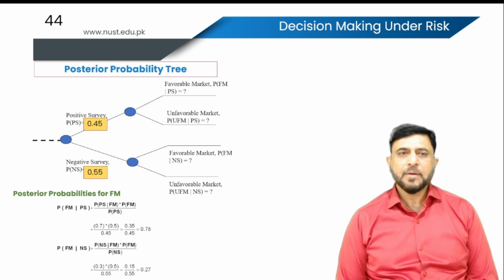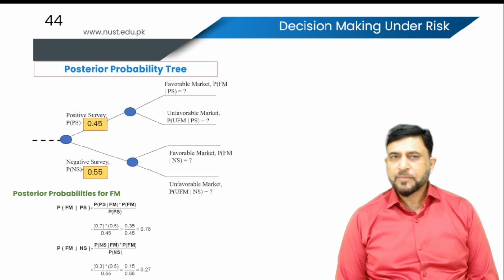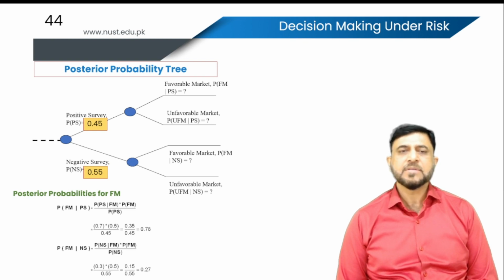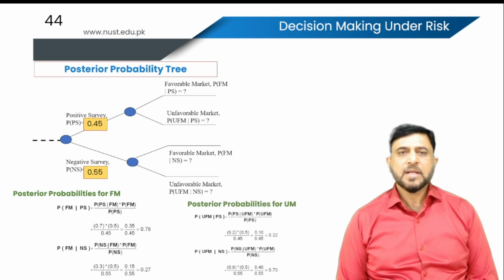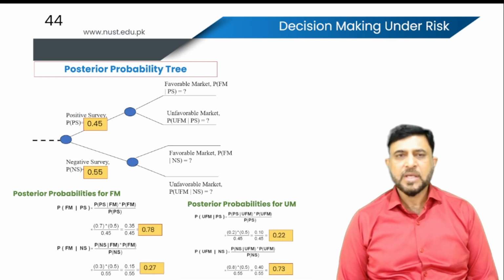We have found that the probability of a favorable market when the positive survey is there is 0.78, and the probability of a favorable market when a negative survey is there is 0.27. Similarly, posterior probabilities for unfavorable markets can also be calculated in a similar fashion, and we have found that the probability of an unfavorable market for a positive survey is 0.22 and the probability of an unfavorable market depending on a negative survey is 0.73. These four probabilities again can be mapped onto the figure.